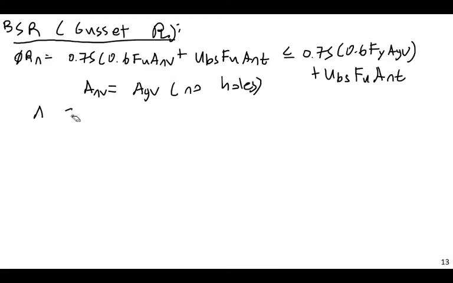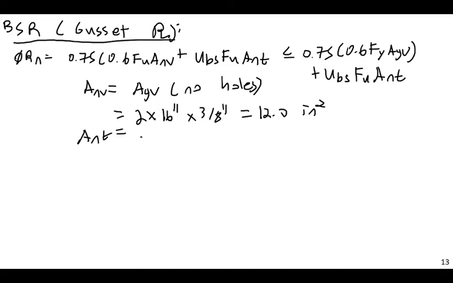And let me actually calculate that. It's going to be 2, because we have 2 shear planes, 2 times 16 inches, the length of it, times 3/8 inch, the thickness of the gusset plate, and that is 12.0 inches squared. And then the net tension area equals 10 inches times 3/8 inch, and this will equal 3.75 inches squared.